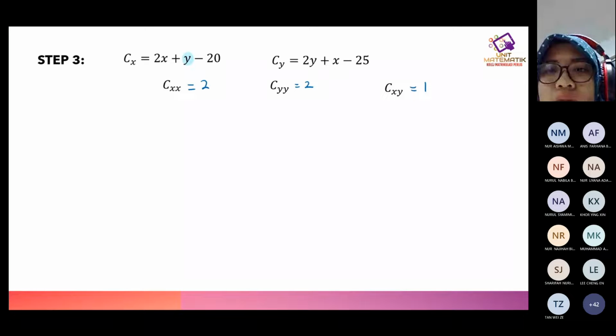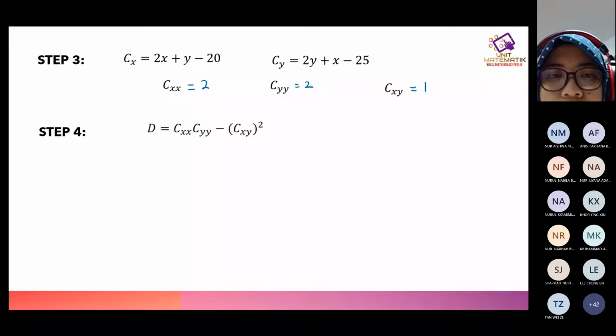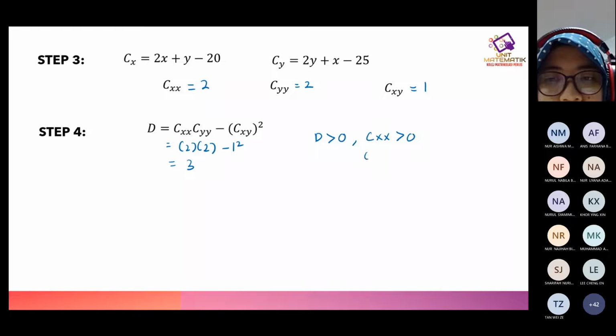So we'll get 1. Now we want to substitute all the values into the test formula, for the fourth step. D equals to 2 times 2, minus 1 squared. So we'll get 3. So we can conclude that D is greater than 0 and C sub xx is also greater than 0. So this is a minimum.